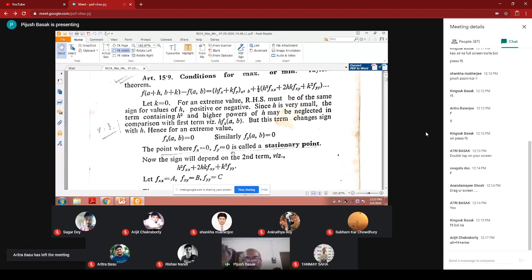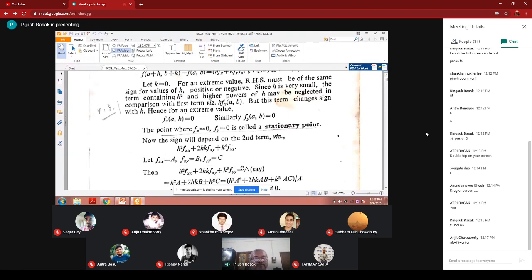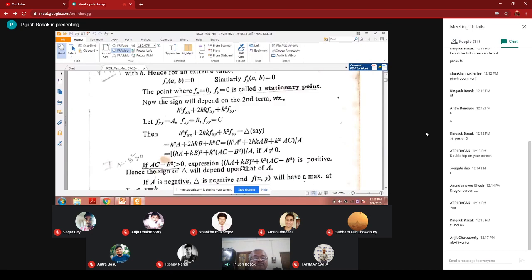To find the stationary point, we find fx equal to 0, fy equal to 0, and now the sign will depend on the second term, that is, h square fxx plus 2hk fxy plus k square fyy. So the sign depends on the second term, that is h square fxx plus 2hk fxy plus k square fyy.